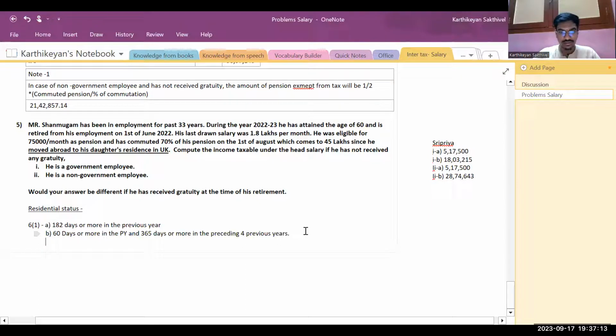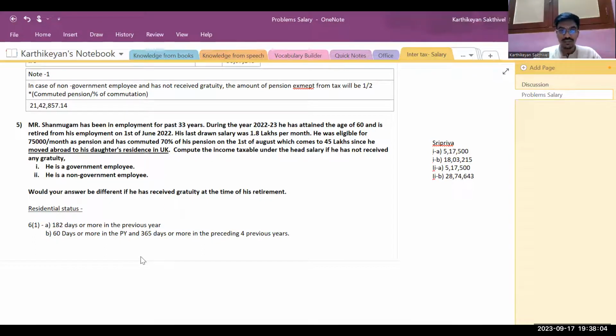Are there some exceptions to this? Yes, sir. What are those exceptions? Sir, if the individual moves out of India for employment purposes, the second condition of 60 days will be replaced with 182 days. So he is not going outside India for employment, correct? Yes, sir. So that exception is ruled out. What are the other two exceptions? He leaves as a member of the crew of a ship. Okay, that condition is also not satisfied. What is the third one? An Indian citizen or person of Indian origin visits India. That is also not satisfied, correct?